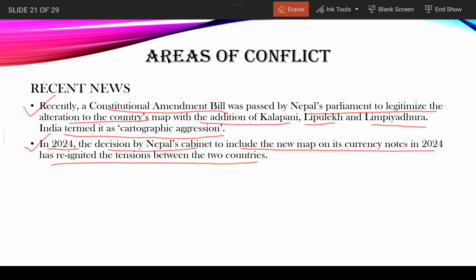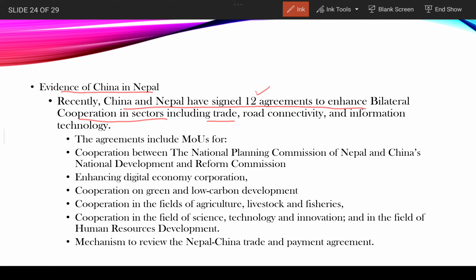Now, what is the evidence of China and Nepal's closeness? Recently, China and Nepal have signed 12 agreements to enhance bilateral cooperation in various sectors. This is the news of September 2023, a year ago. Nepal and China have signed 12 agreements to enhance bilateral cooperation in the sectors of trade, road connectivity and information technology, and there are various memorandums of understanding.